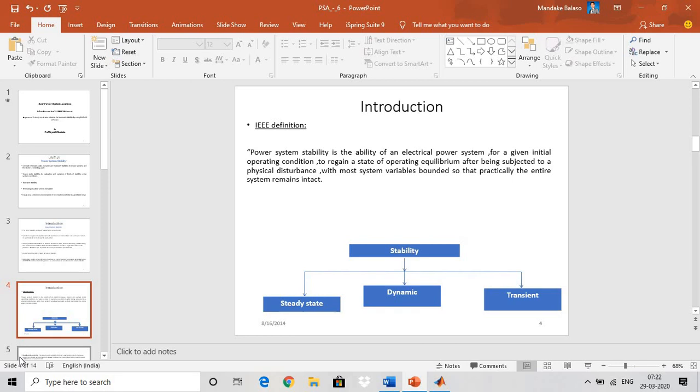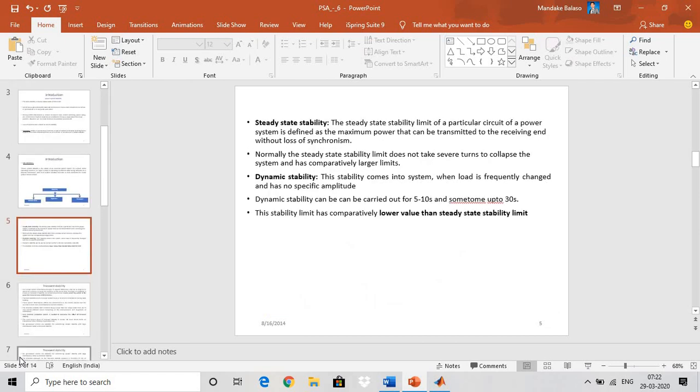But since in this experiment we are going to study the equal area criteria for transient stability, we'll discuss steady state stability and dynamic stability in short. What is meant by steady state stability? In steady state stability, the limit of a particular circuit of a power system is identified as the maximum power that can be transmitted to the receiving end without loss of synchronism. Normally the steady state stability limit does not take severe turns to collapse the system and has a comparatively large limit.